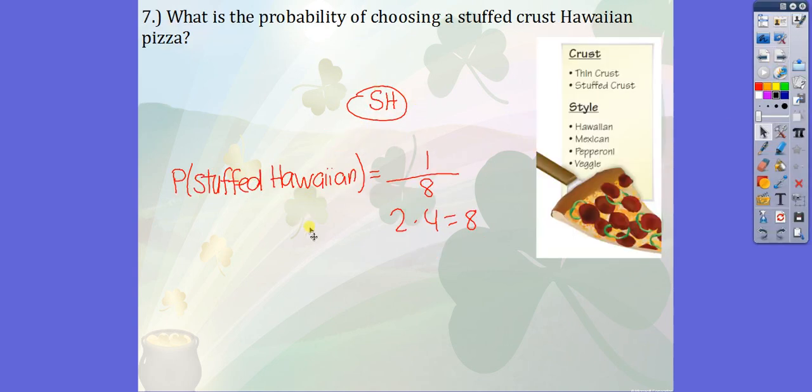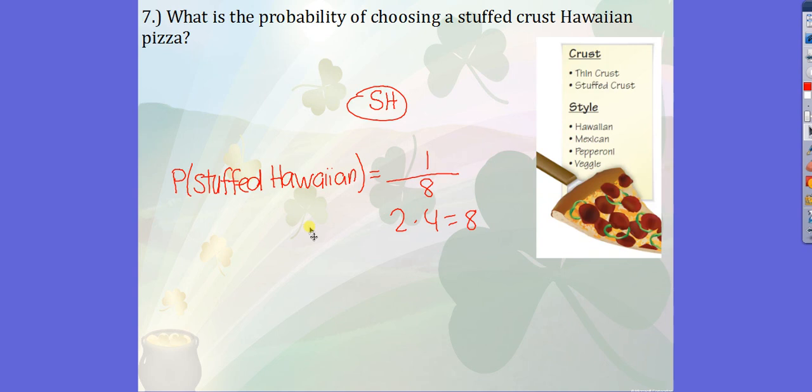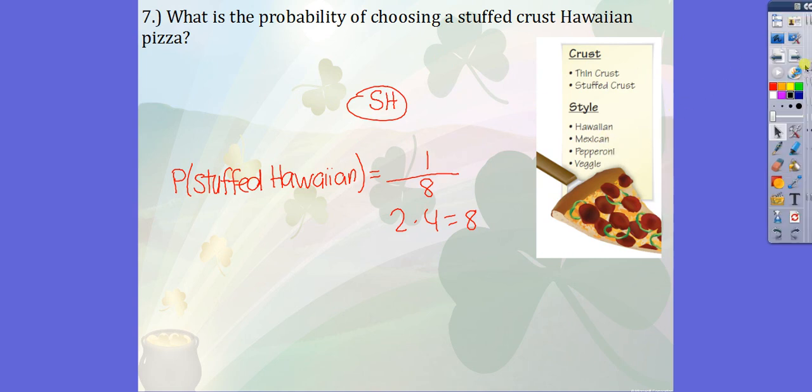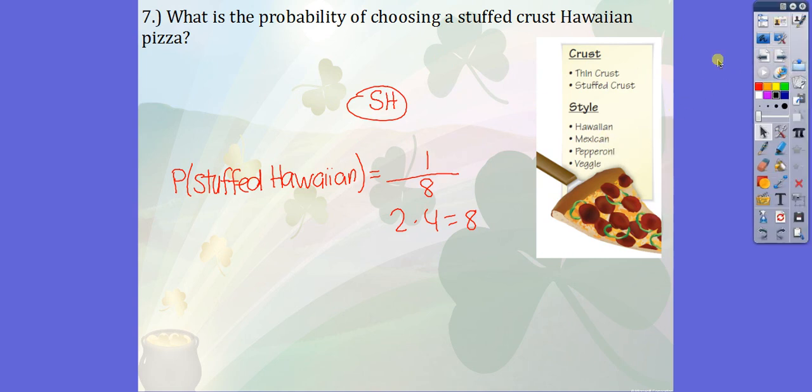And then the probability of choosing a stuffed crust Hawaiian pizza, well, there's only one option for me to choose stuffed and one option for me to choose Hawaiian, so there's one option out of 8 for this example for a stuffed crust Hawaiian pizza. And that's our quick review of compound events.